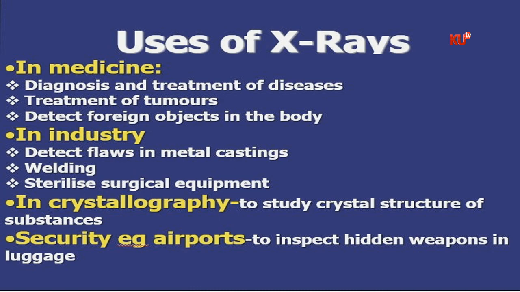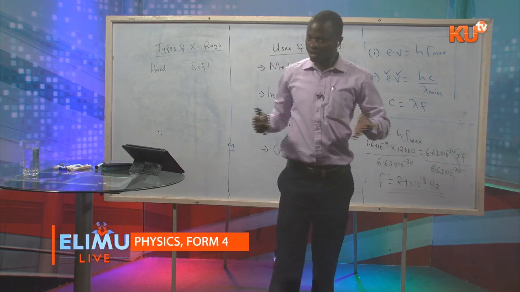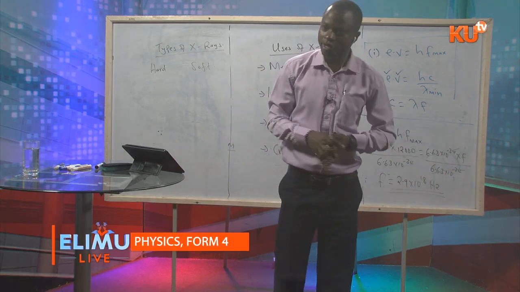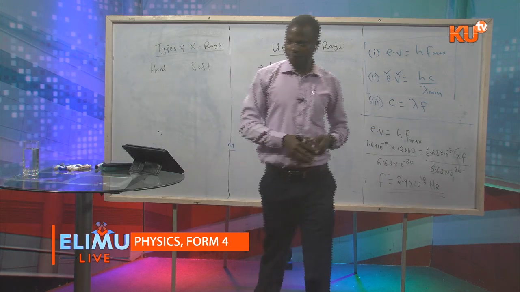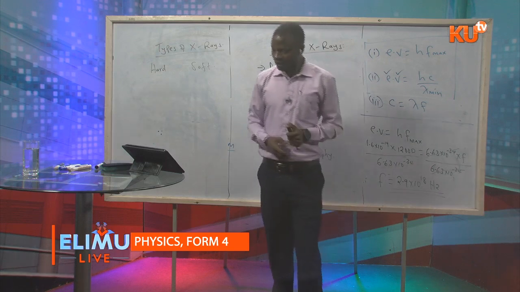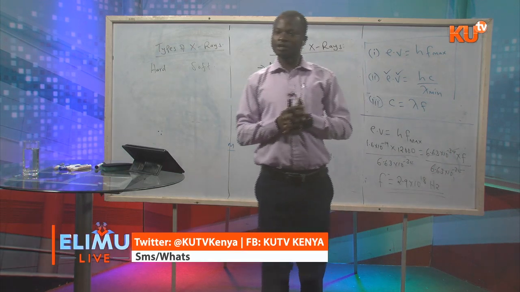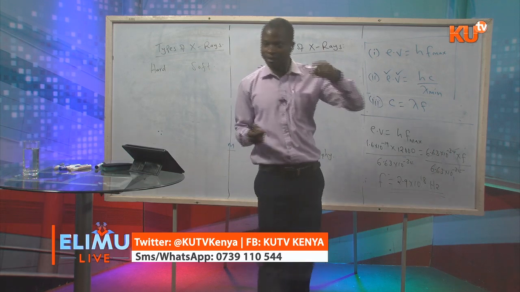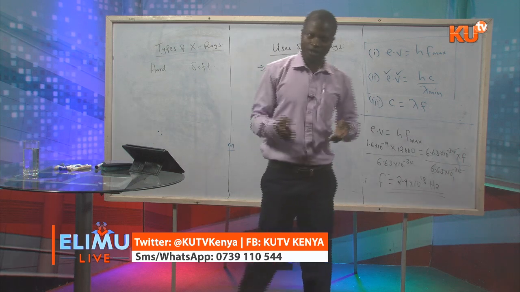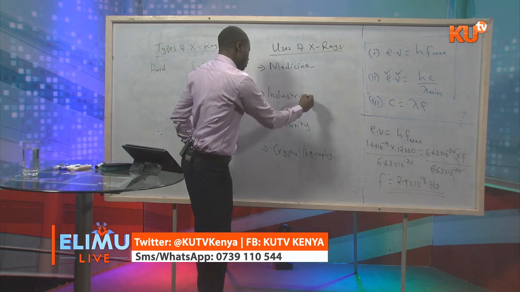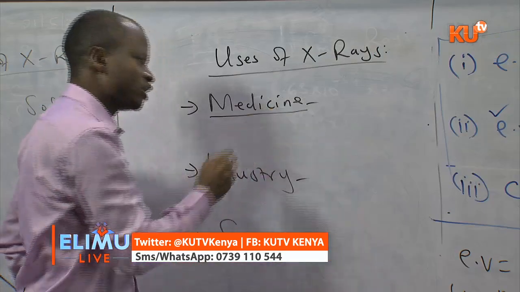Now in medicine, you've heard guys say, I'm doing medicine at KU or I'm doing medicine at UN. What does that mean? Medicine is just a huge discipline of knowledge. So in medicine, we will use X-rays, one, to diagnose and treat some diseases. That is number one in medicine. So if you are asked in an exam to state uses of X-rays, don't give medicine, industry, security. Give us the specifics. In medicine, what will you use X-rays for?